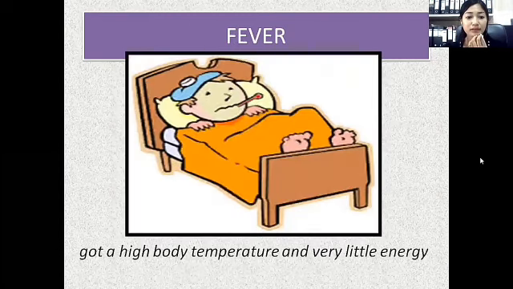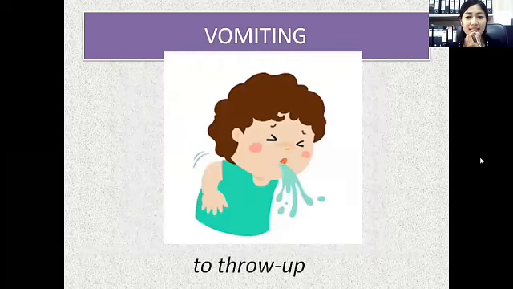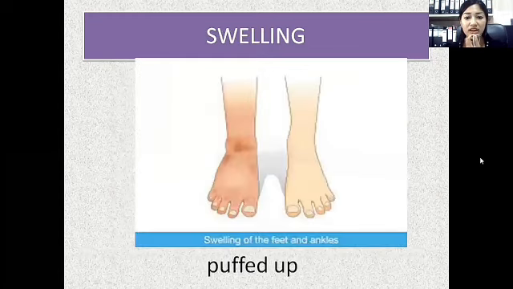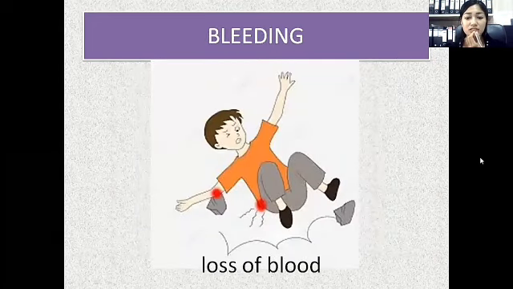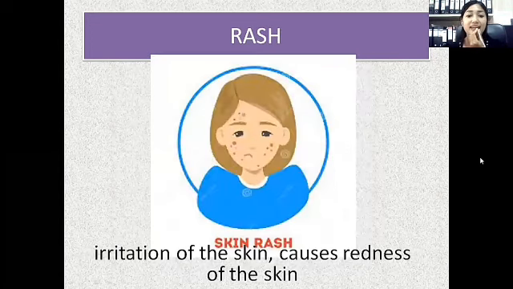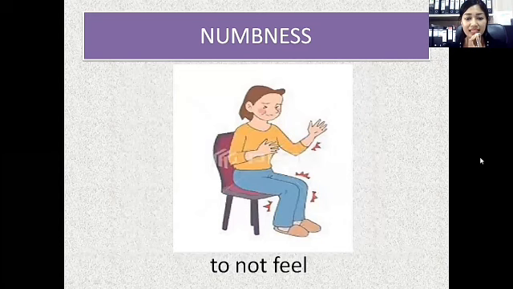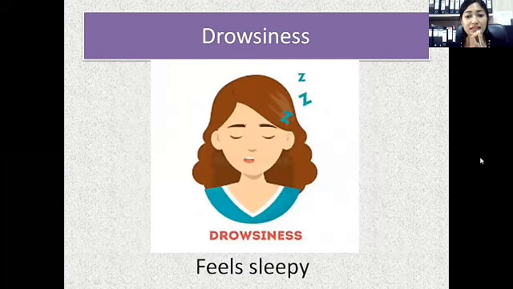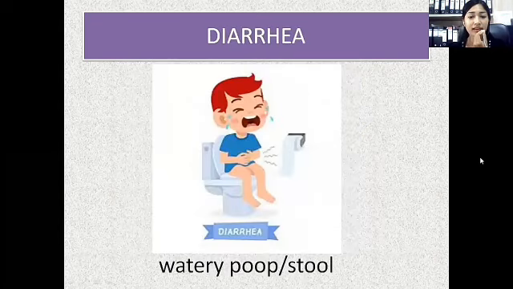Then fever, when you have a high body temperature and very little energy. And then vomiting, when you feel like throwing up. And then swelling, when a part of your body puffs up. And bleeding, when you lose your blood. And then earache, if you feel pain in the ear. And then red, the irritation of the skin causes redness of the skin. And then numbness, when you don't feel anything. Drowsiness, if you feel sleepy, maybe after you consume medication, then you will feel sleepy. And then diarrhea, watery poop or stool.